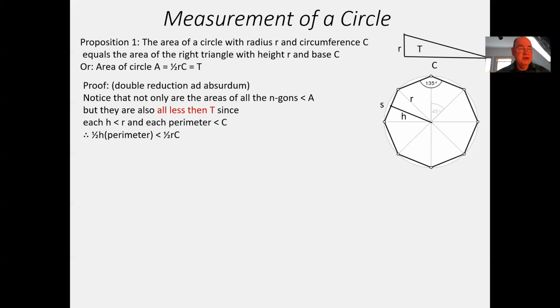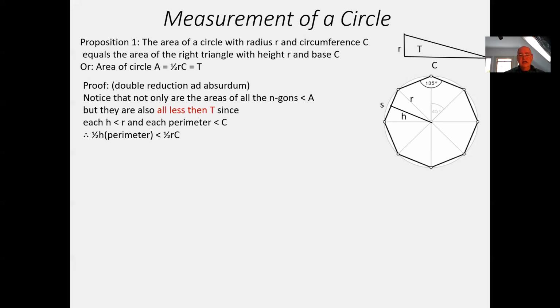Let's just do 1/2 of the proof. We'll just do the smaller, the inscribed n-gons. So we're going to show that the area of the triangle can't be less than the area of the circle.